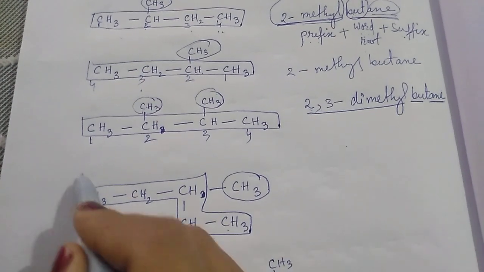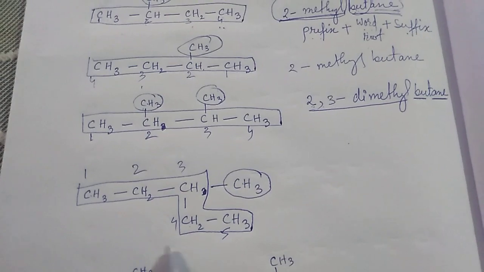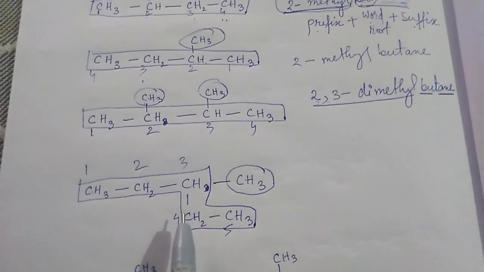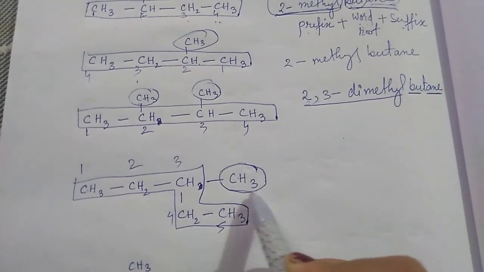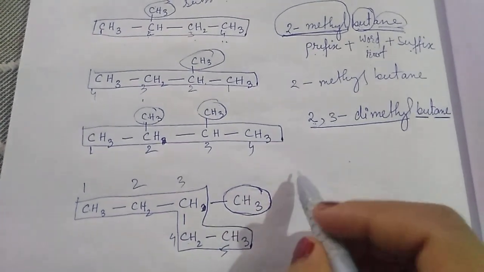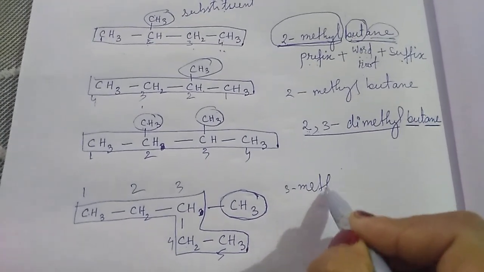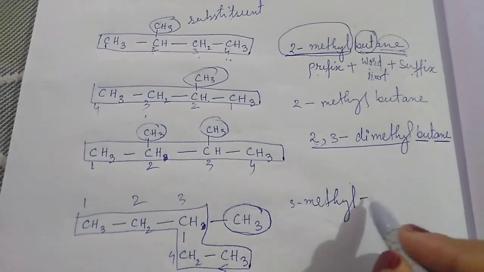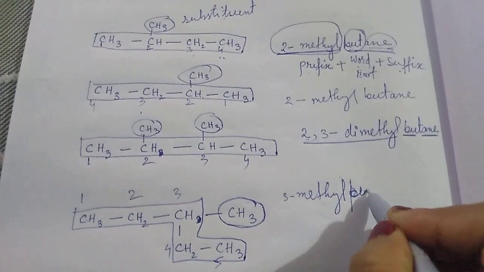Now we will number it 1, 2, 3, 4, 5. If I count from this side, it is in the third position. If I count from the other way also, it is in the third position. So we can count in either way. Now this is your substituent. As I mentioned earlier, the substituent should always be written first, that is in the prefix. So along with the position, 3-methyl. What is the name for the carbon count? Because it is 5, it is pent, P-E-N-T, pent.